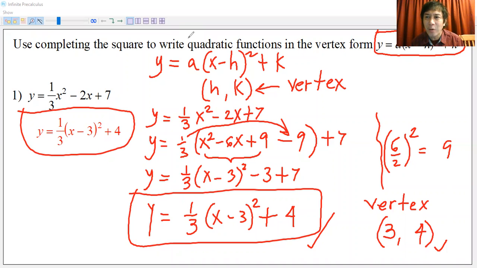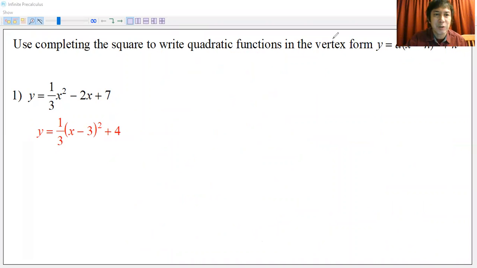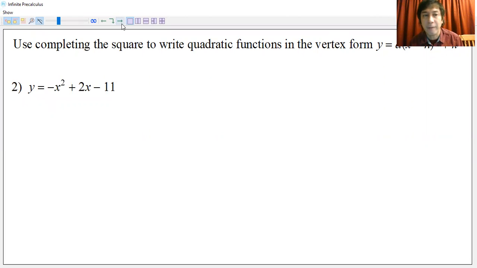All right. So we're going to continue with the second number. Let me clear the screen. Let's proceed to the second. Okay, here's number 2. The same instruction: use completing the square to write quadratic functions in the vertex form.